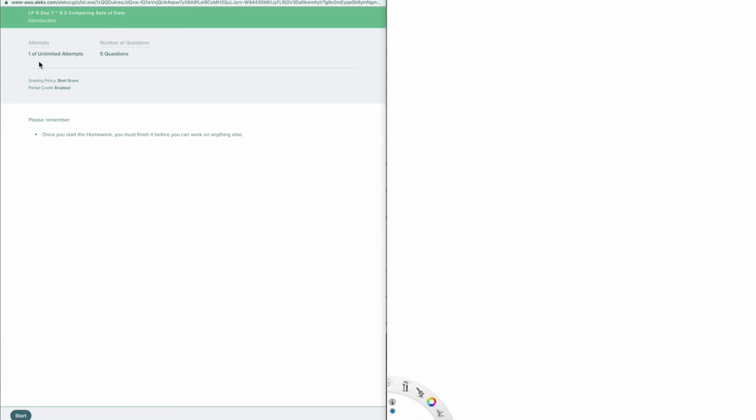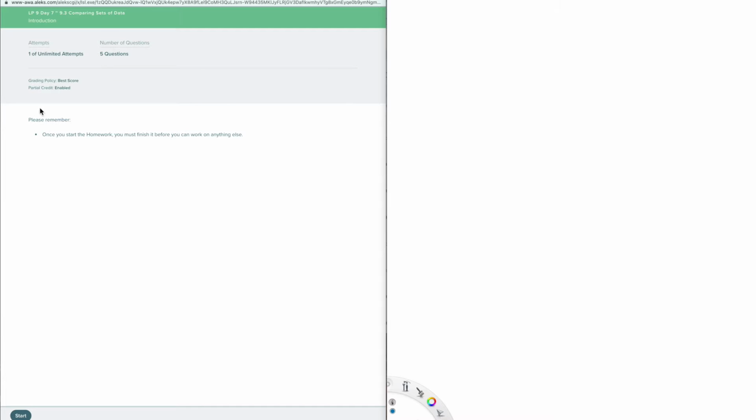The second thing is the number of attempts. So you always have unlimited attempts on homework, tests, and quizzes. Number of questions just tells you how many questions are on this particular assignment. Grading policy is always best score, so whichever attempt is the best one is one you get to keep. Partial credit is enabled, meaning if you answer 1 of 5 questions correctly, you get credit for 1 question, or however many you answered correctly.